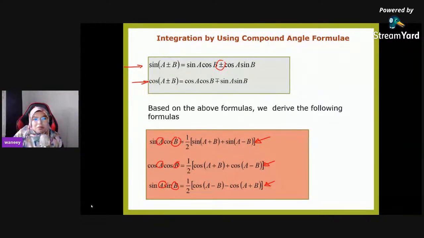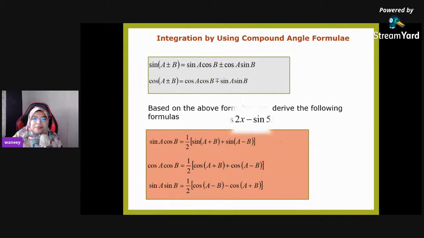Kalau angle dia sama macam mana? Dia akan jadi sine square lah kalau angle sama. Yang second ni pun, kalau kata angle sama, jadilah cos square. So yang itu back to the previous one. Yang ini untuk angle yang tak sama.